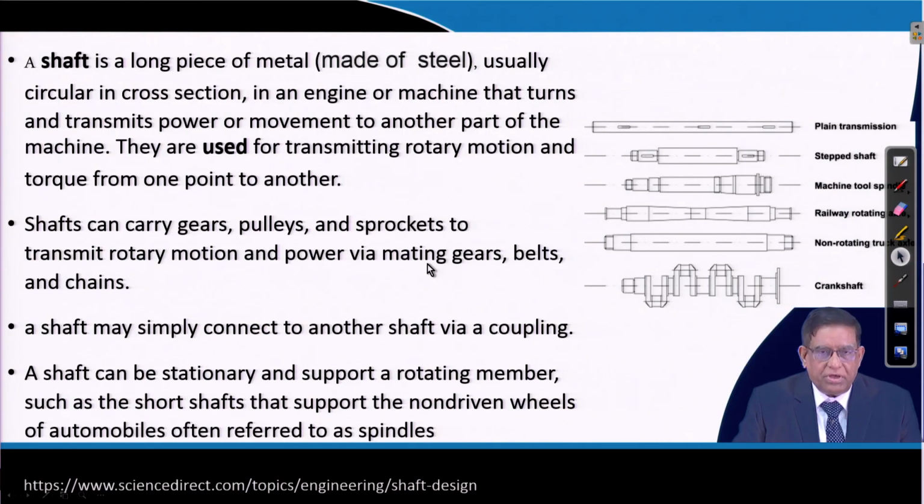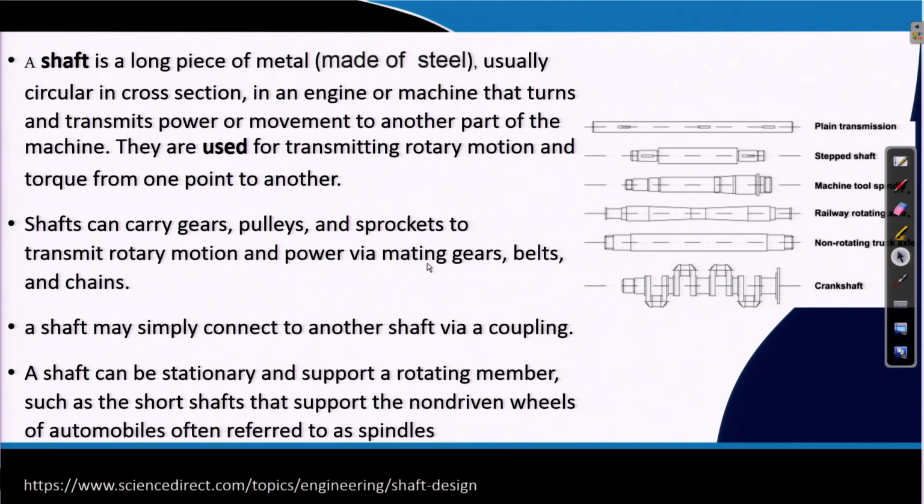As we know, the word shaft is known to mining engineers in a different way. Normally, a shaft is understood as the vertical opening to the mineral deposit, but in mechanical engineering a shaft is a long piece of metal made of steel, usually circular in cross section, and it turns and transmits power or movement to another part of the machine. You might have seen a shaft even in a bicycle, where you are pedaling. There are also shafts and axles.